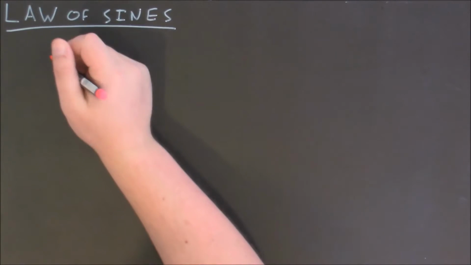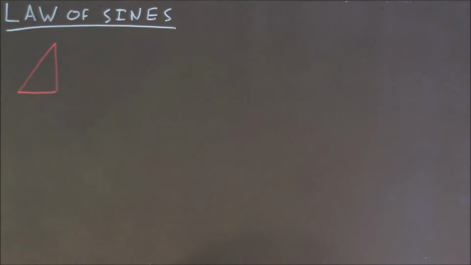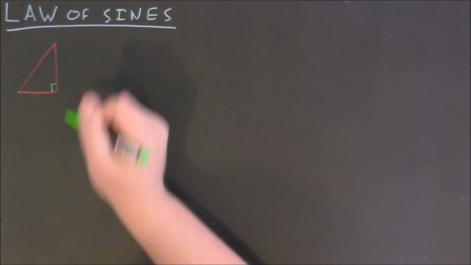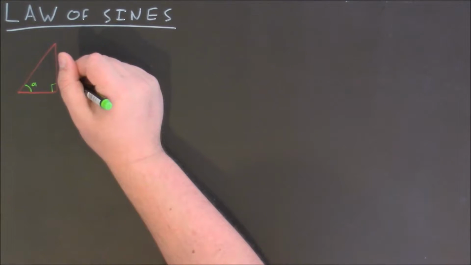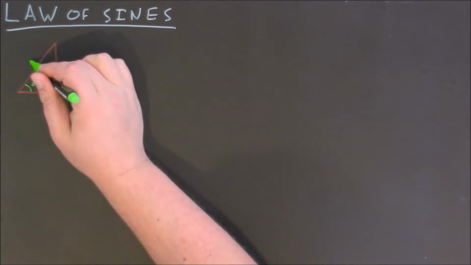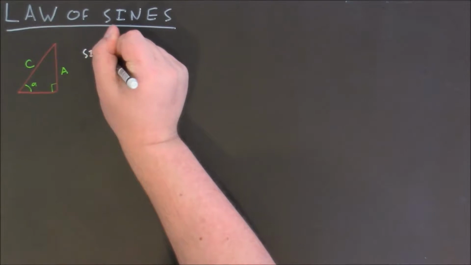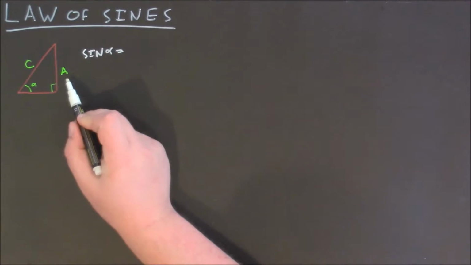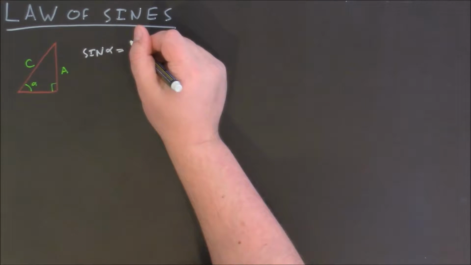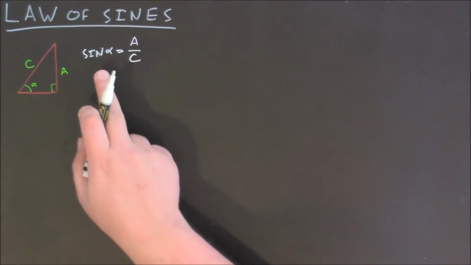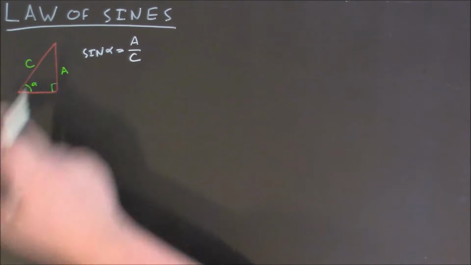Okay, so let's start with a right triangle. In this triangle, we have one angle that is equal to 90 degrees. And then we have an angle here, let's call it alpha, and an opposite side, let's call it A, and a hypotenuse, let's call it C. In this case, we can write that the sine of alpha is equal to the opposite side over the hypotenuse. So we get the sine of alpha is equal to A over C. This is the general definition of a sine, and this is applicable to right triangles.